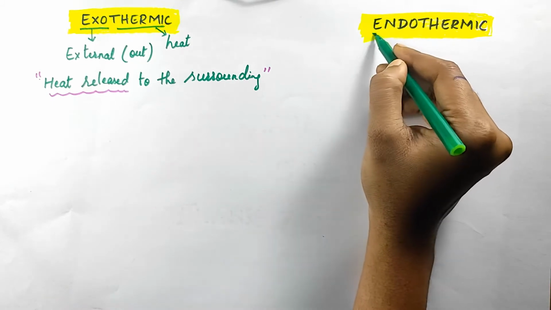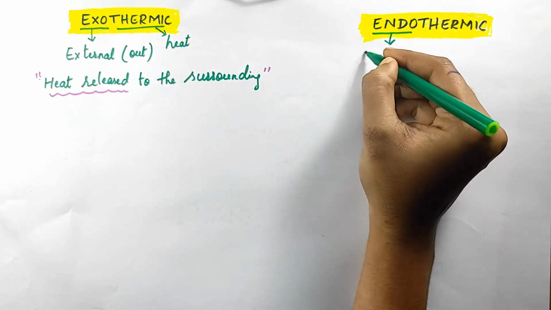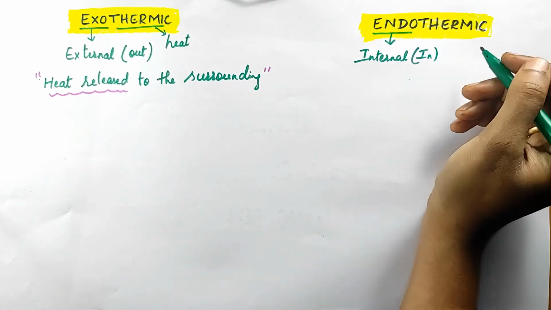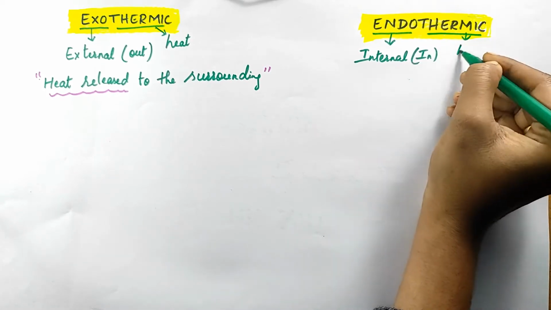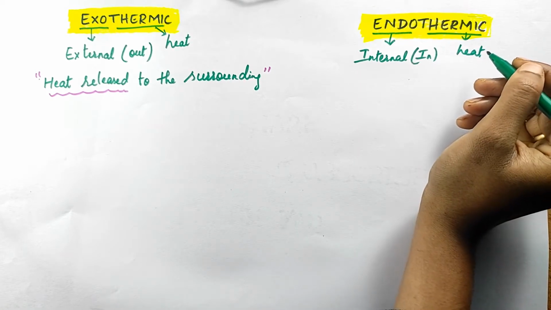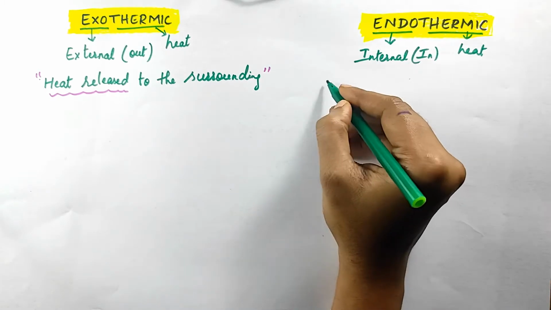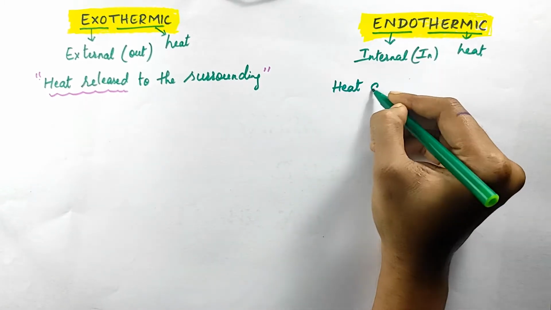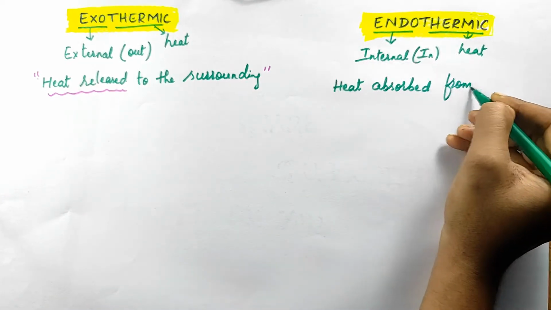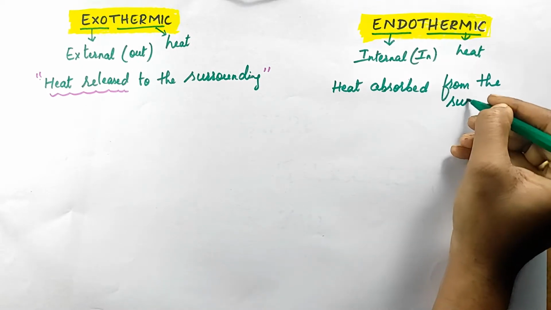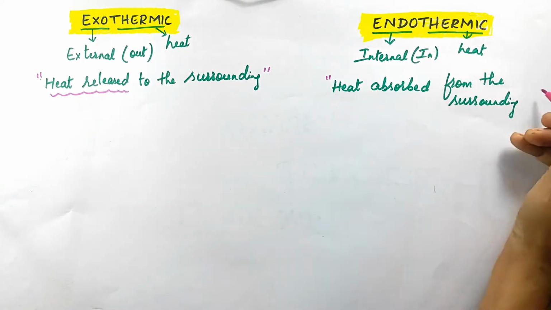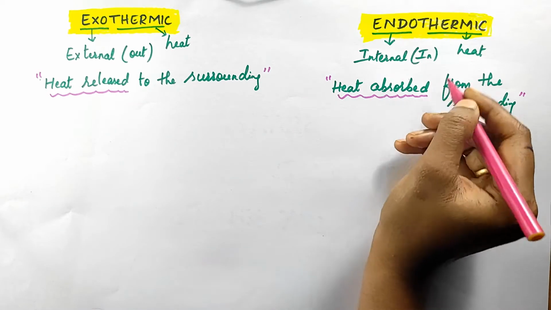So next, endothermic reaction. Endo means internal, that is in. Let's take it as in. So thermic means again heat. Heat is in. That means heat is entering from the surrounding. Therefore, the definition is heat absorbed from the surrounding. Heat absorbed from the surrounding is called endothermic reaction.